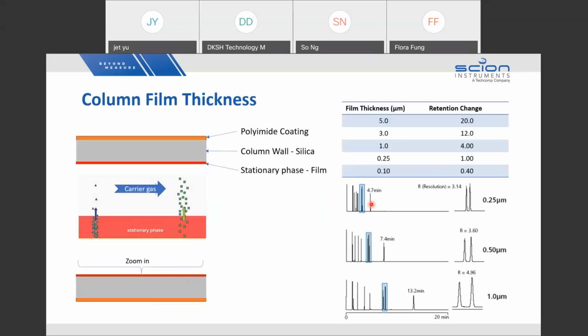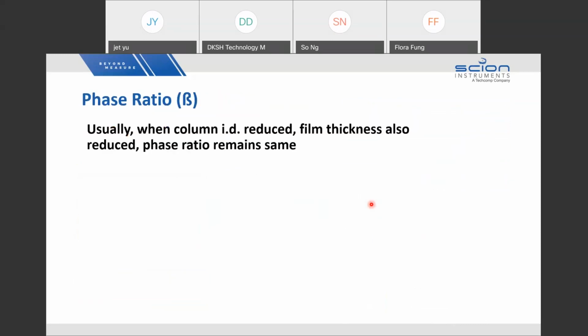All right. So I would also like to talk about these phase ratios, which is important. So just now I mentioned, usually when you change the column length, film thickness, ID, so these few factors are actually changed at the same time. But there's one factor that remains the same. So we call it phase ratio. So what does that mean? So phase ratio is defined by the radius divided by 2 times the film thickness of the film.